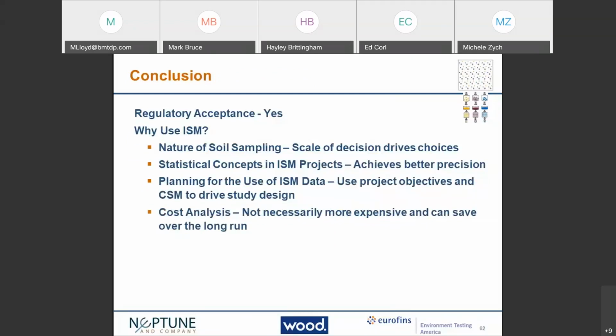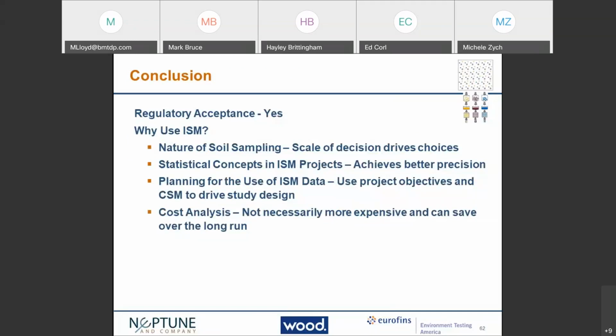And so that concludes the content of our talk today. We talked about regulatory acceptance, which has been achieved in many different states. And we talked about why you should consider using ISM. Mark went over the nature of soil sampling and how ISM lets you use the scale of decision to drive choices.